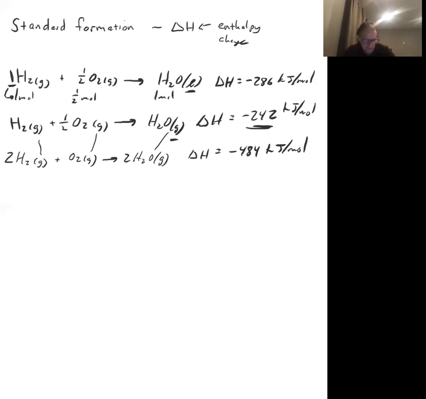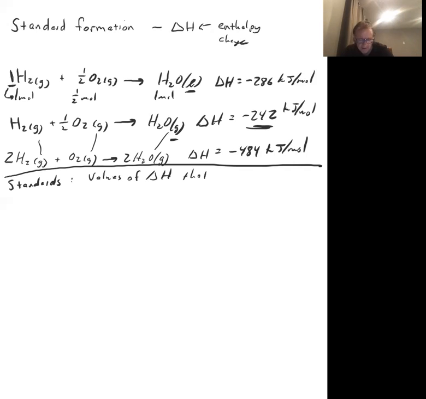So for that reason, what we want to do is we want to have what are called standards. And these standards are values of delta H that can be predicted from the equation.